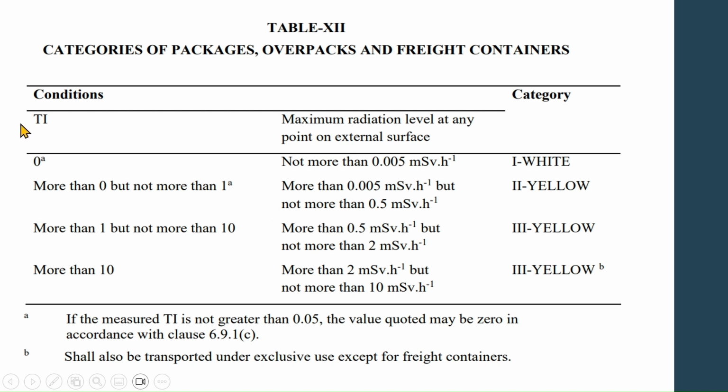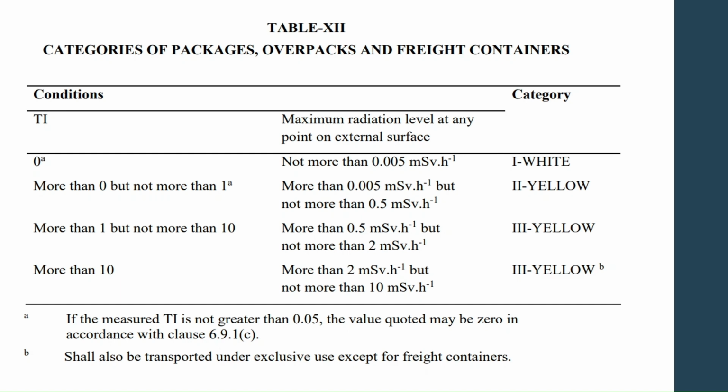It has basically the TI, the maximum radiation level at any point on the external surface, and the category. Basically, there are three categories: white 1, yellow 2, yellow 3, and there is another category, yellow 3 exclusive use. So for TI to be zero, the maximum radiation level at any point on the external surface should be between 0 to 0.005 millisievert per hour. Units are very important. It is in millisievert per hour.